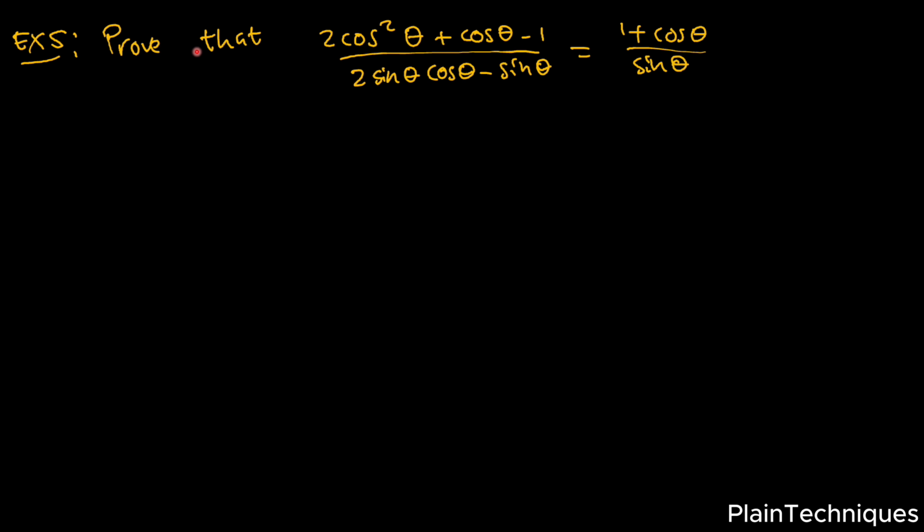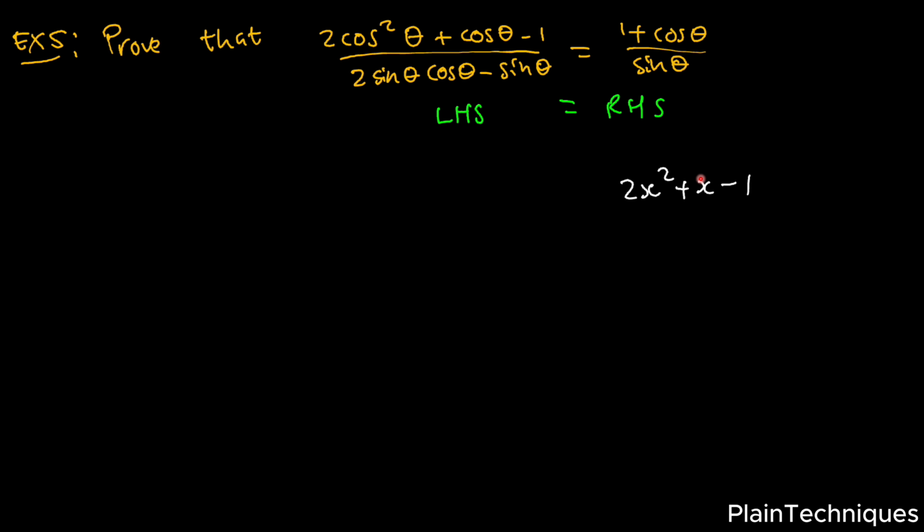Right. We need to prove that the left hand side is equal to the right hand side. Okay? It is very important to note that on the left hand side, the numerator is similar to having 2x squared plus x minus 1, right? Meaning that in place of cos, I put x, just to explain what this is.